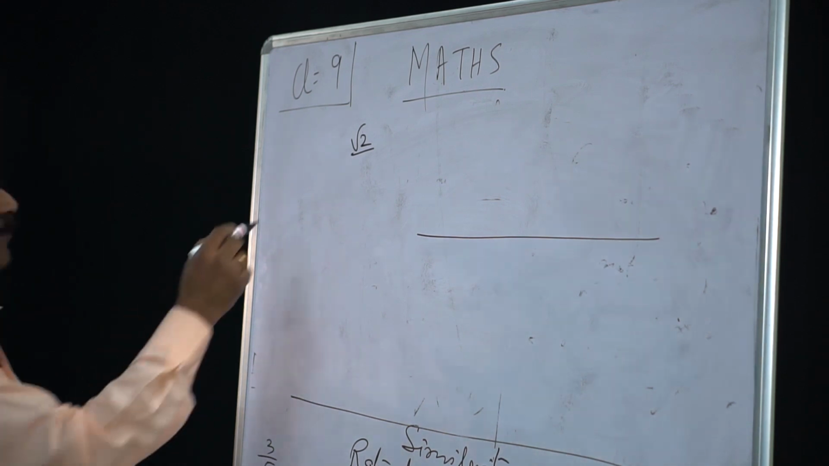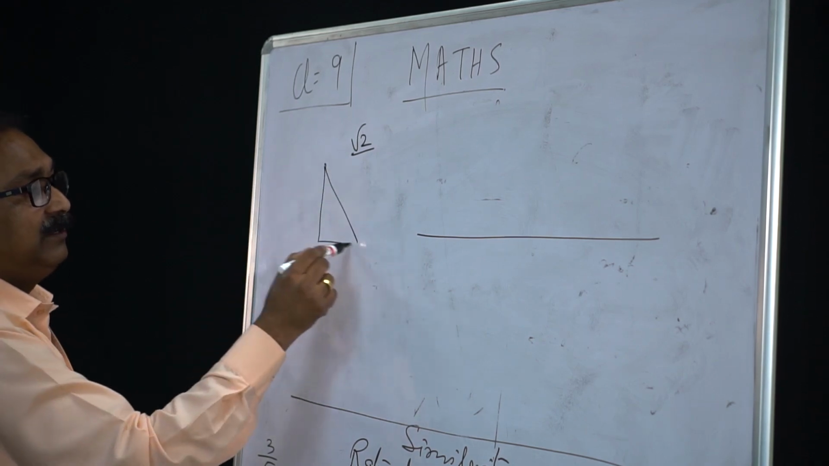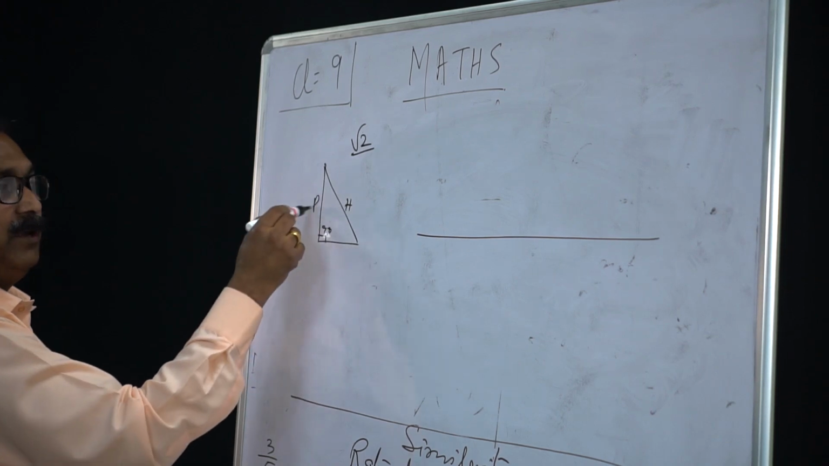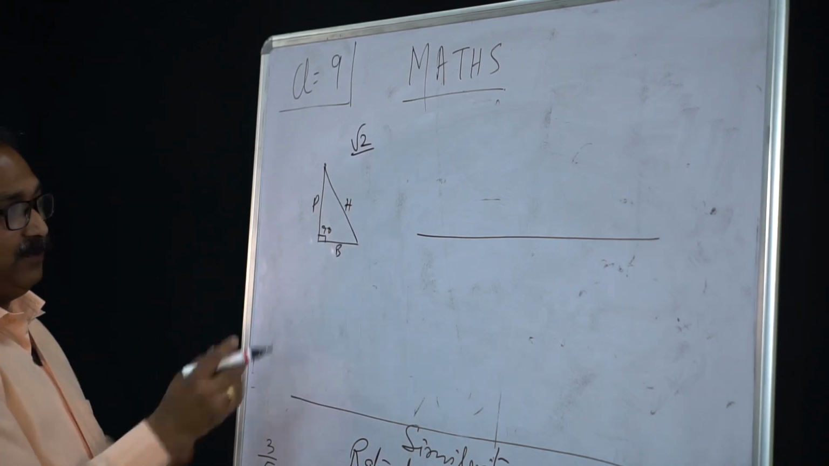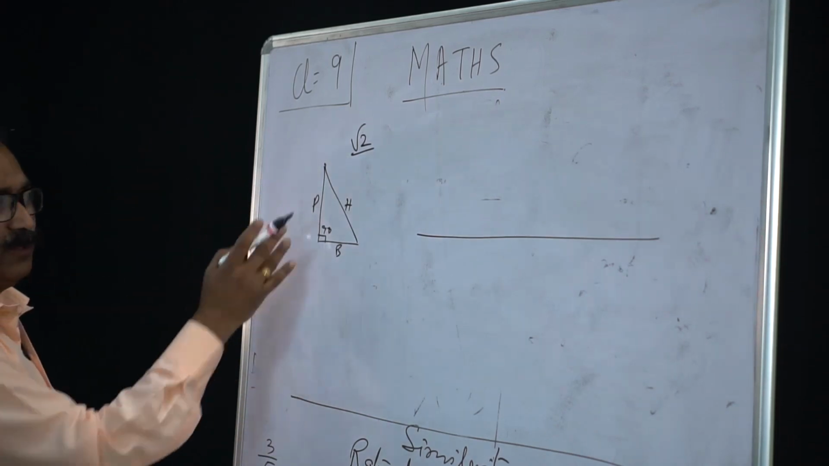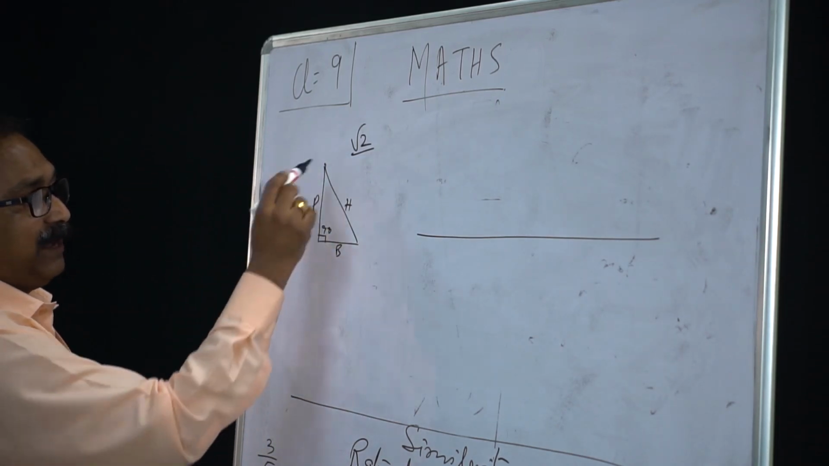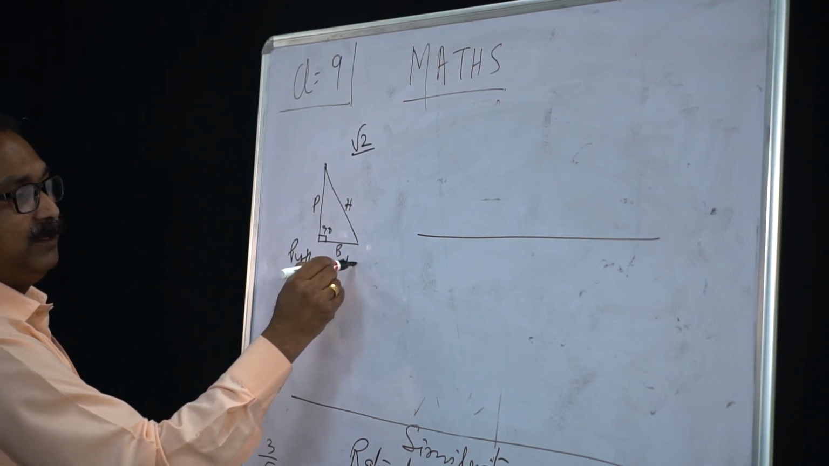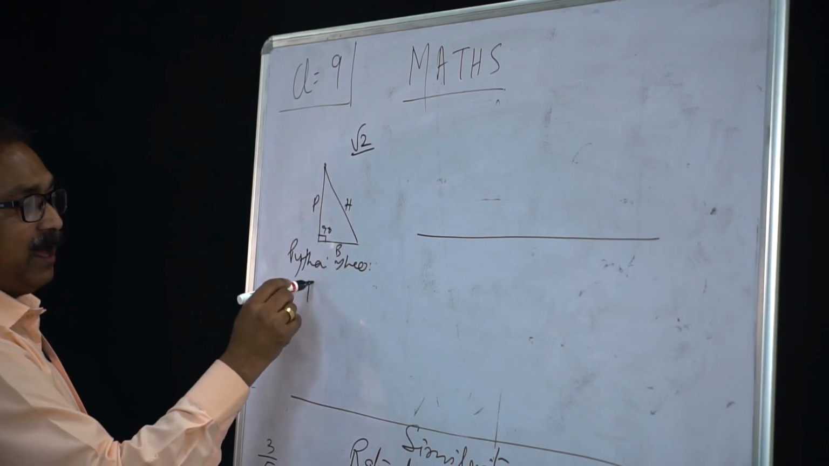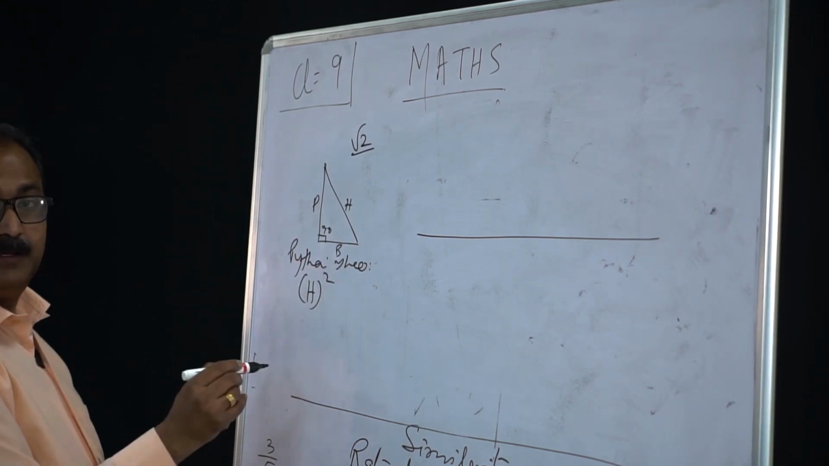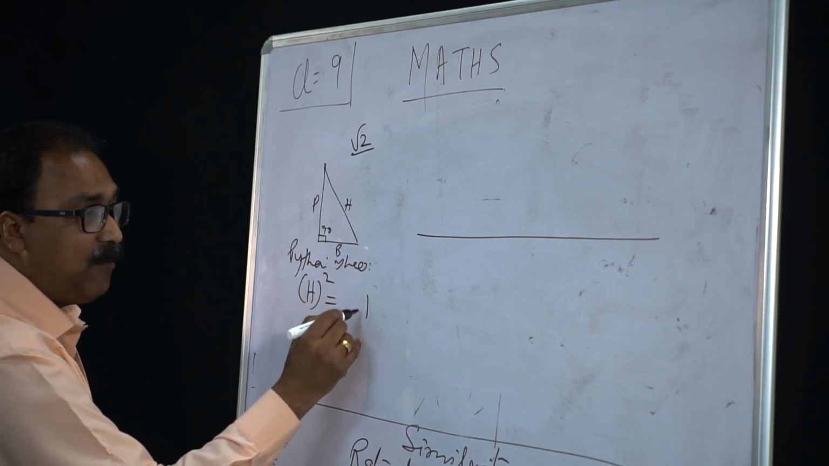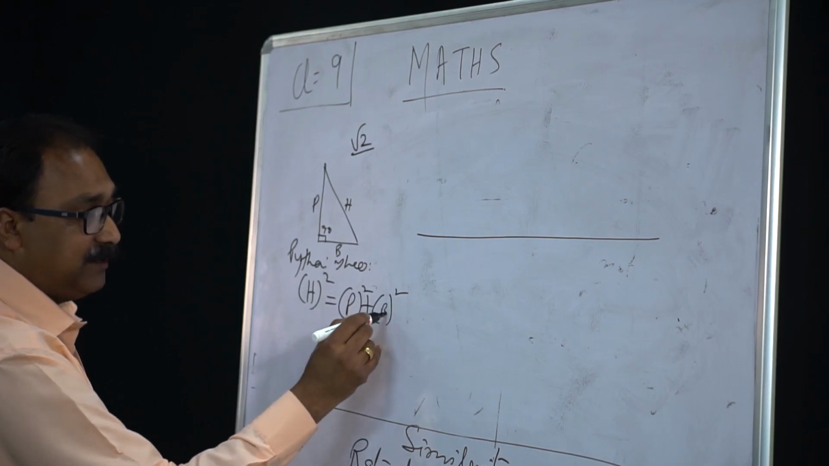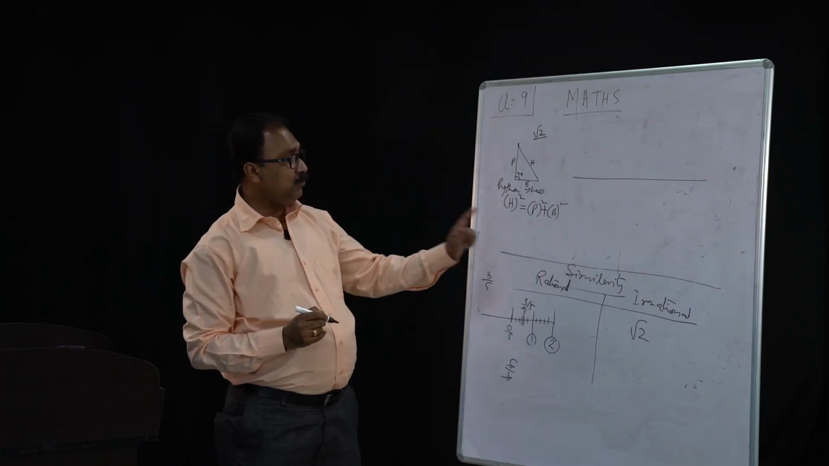I'll tell you briefly. It is a right triangle with a 90 degree angle; the hypotenuse, the perpendicular and the base. Now the Pythagoras theorem says: the square of the hypotenuse, not the hypotenuse square, is equal to the sum of the squares of the other two sides. What are the other two? The perpendicular and the base. This is the Pythagoras theorem. We need to recreate this.